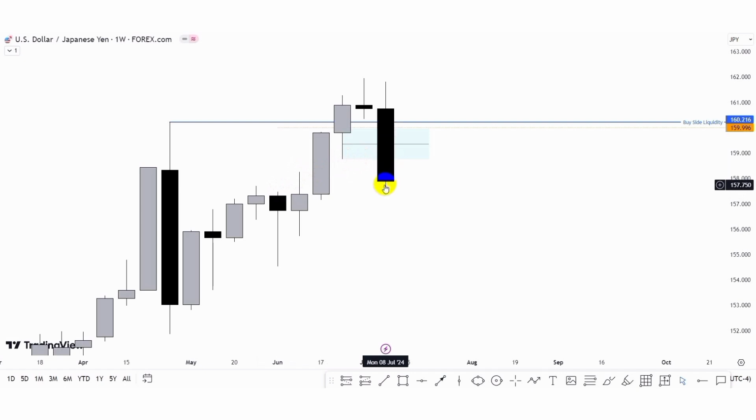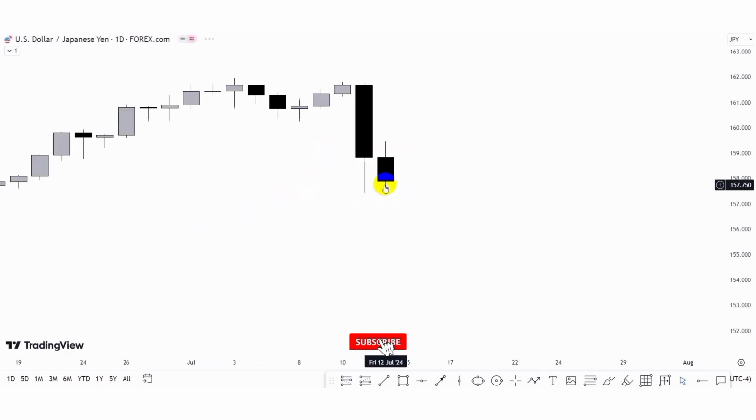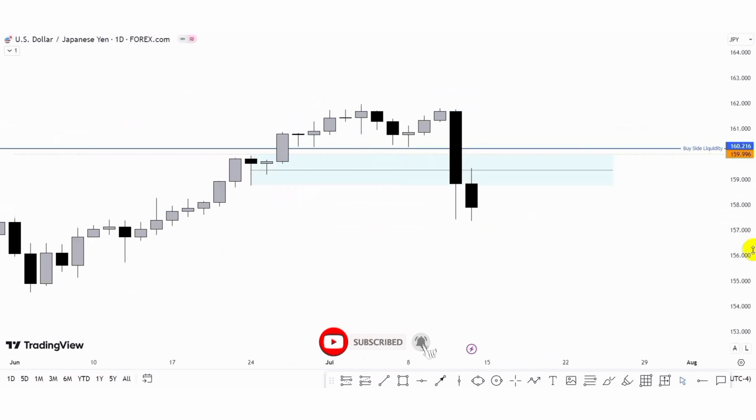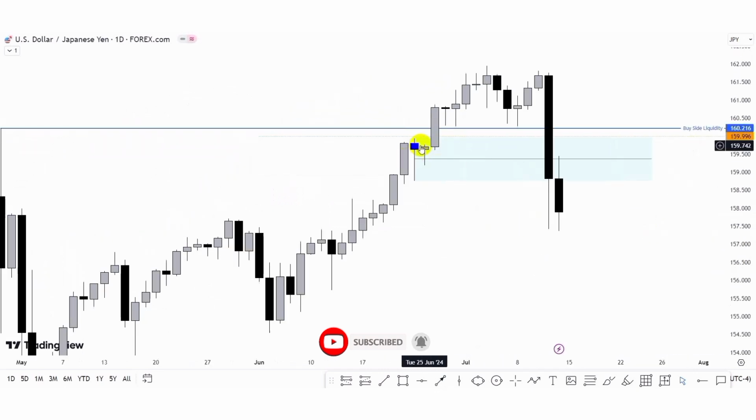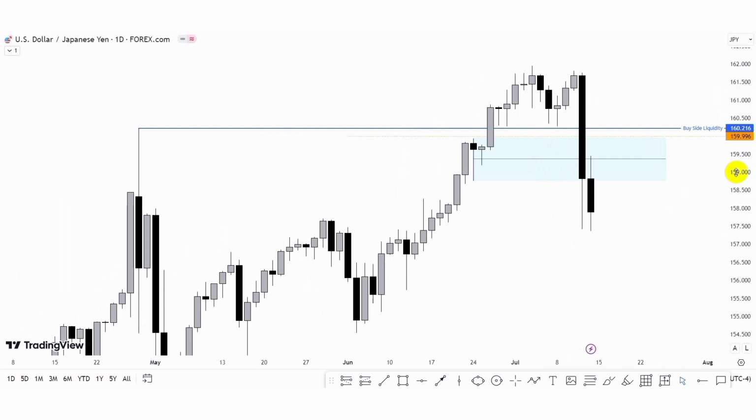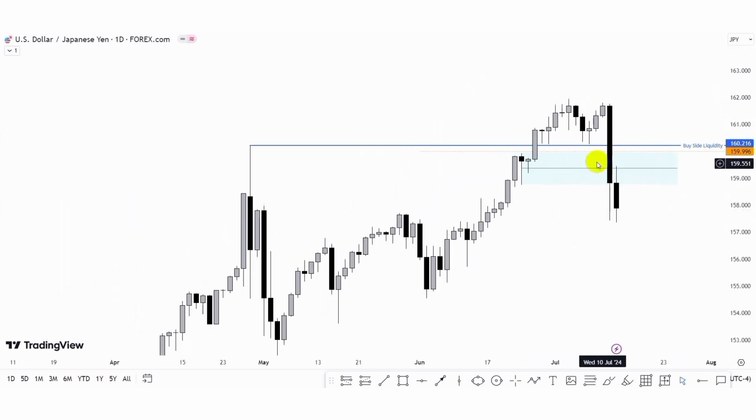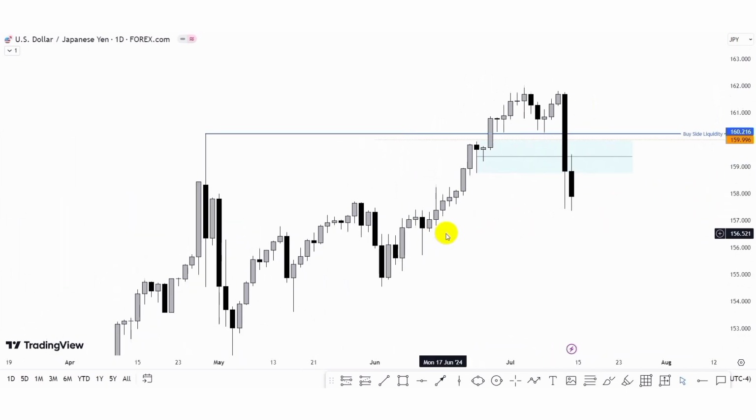So let's actually check the daily time frame. Now you can see the daily time frame here. This was the level I paid attention to, expecting to see price push to the upside. But you can see price broke through it, and now price is heading toward the weekly zone. So guys, this was what happened in the USD JPY.